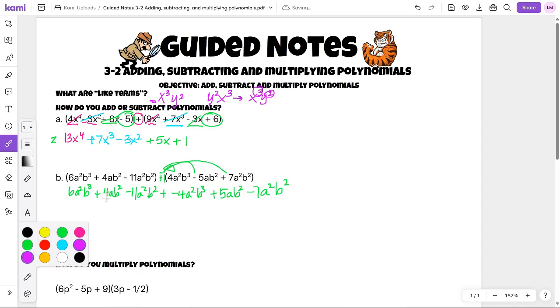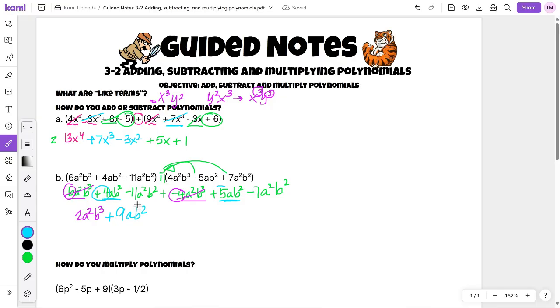Now I'm going to combine like terms. So I'm looking for a squared b cubed, and I see a squared b cubed here. So I'm going to now add the numbers that are in front. And so that would be 2a squared b cubed. So I'll mark those out. All right, let's look for ab squared. And I have a positive 4 and a positive 5. That makes a positive 9ab squared.